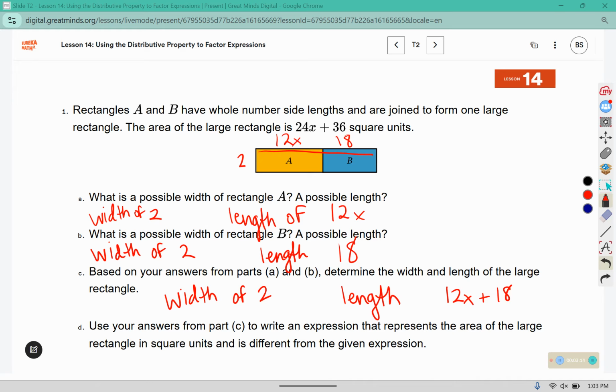D says use your answers from part C to write an expression that represents the area of the large rectangle in square units and is different from the expression given. So we had the width times the length. And you can see if we use the distributive property like we saw in the last lesson, 2 times 12x is 24x, 2 times 18 is 36.